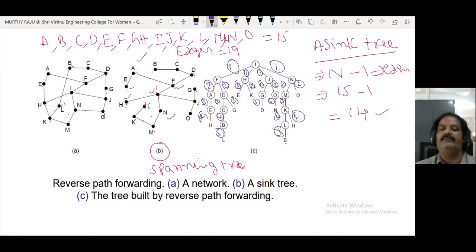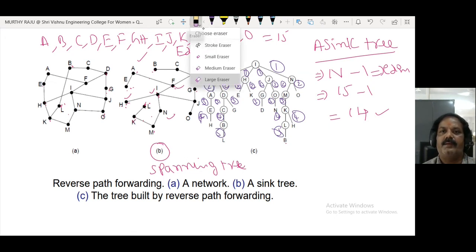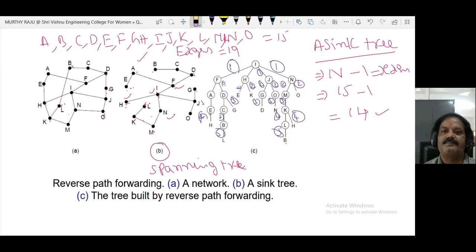Finally, hop counts from the original node I to all the destinations. From the original node I to all the destinations, the remaining nodes are A, B, C, D, F, G, H, and so on. These are the indications.